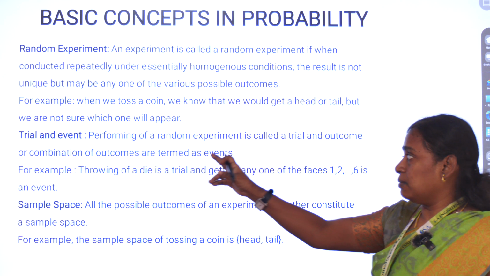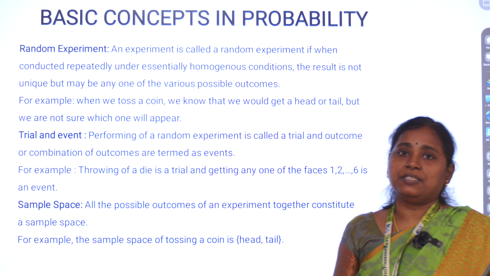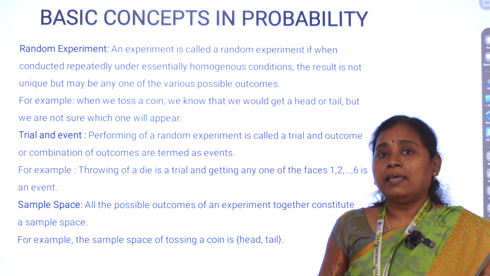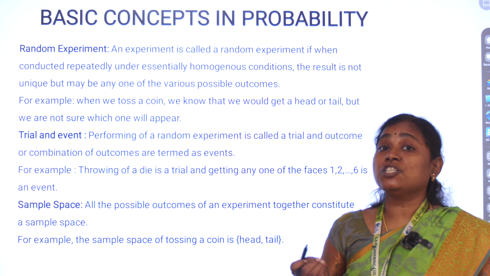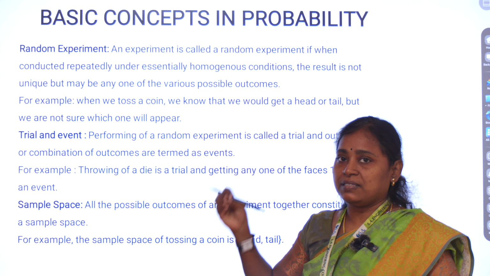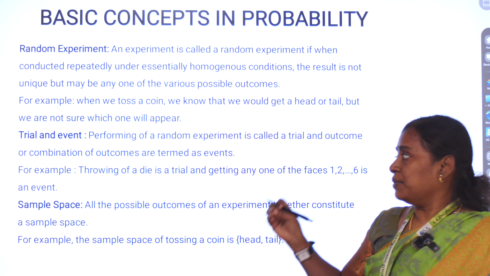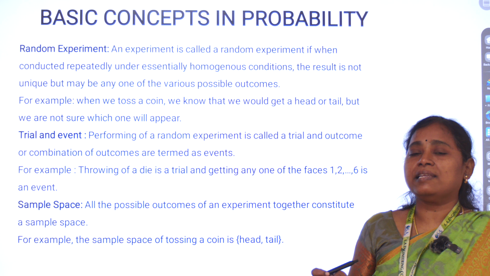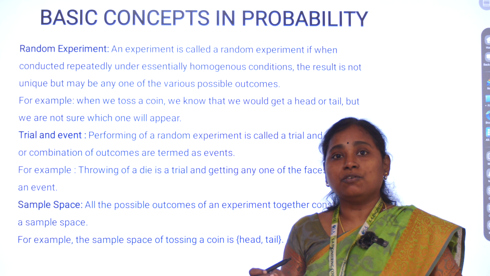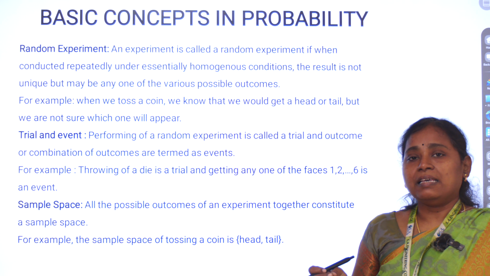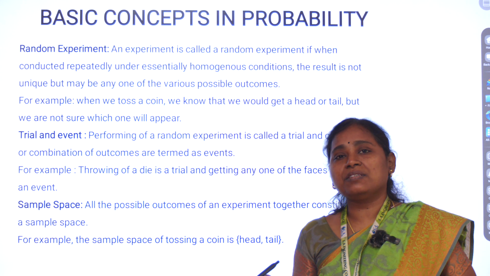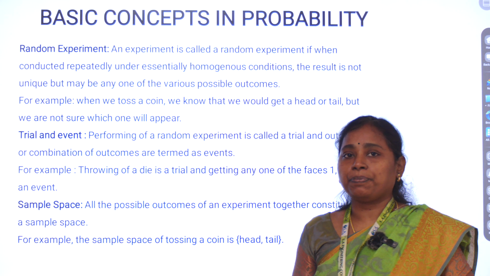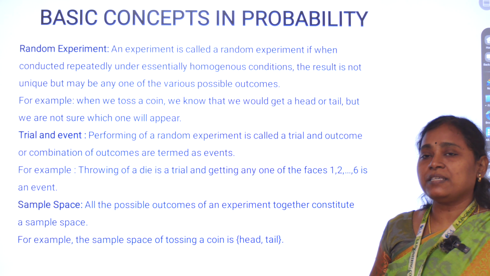The next concept is trial and event. Performing of a random experiment is called a trial, and the outcome or combination of outcomes are termed as events. Example, tossing of a coin is a trial and getting head or tail is an event. Similarly, tossing of a die is a trial and getting any one of the faces 1, 2, 3, 4, 5 and 6 are events.